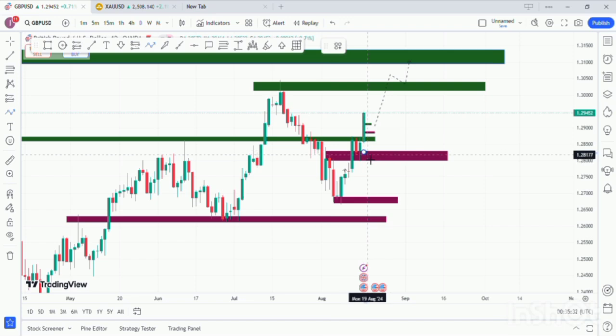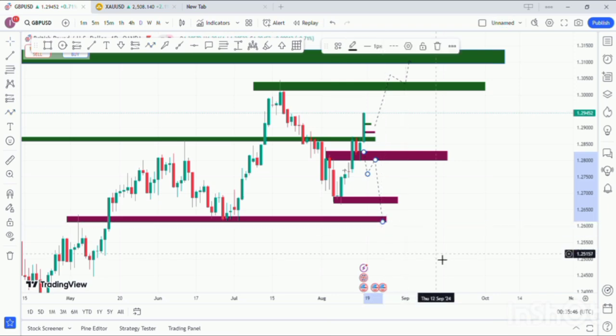If price decides to break below this support zone right here, we'll be expecting price to move downward to respect this support zone or possibly break out that support zone to respect the next one just below. So guys, quickly we'll move over to the 4 hours time frame so we can also see some other zones that we need to also pay close attention to guys.